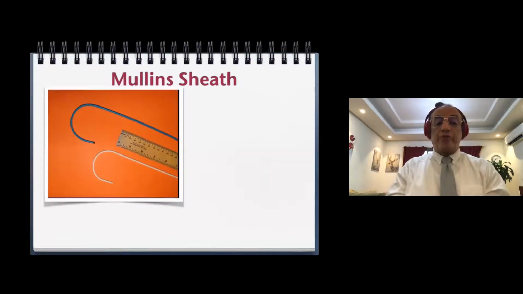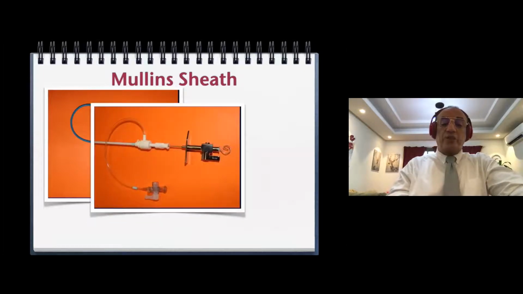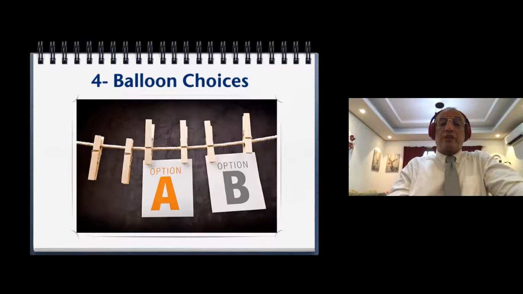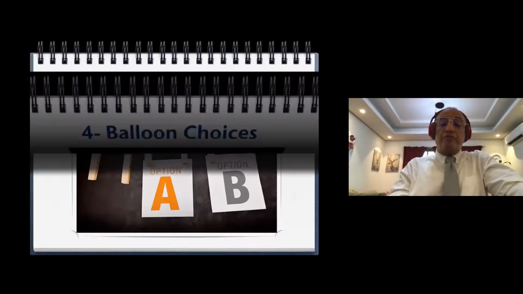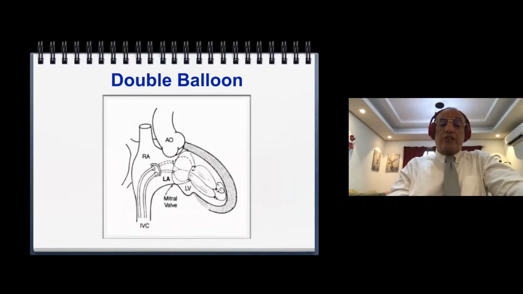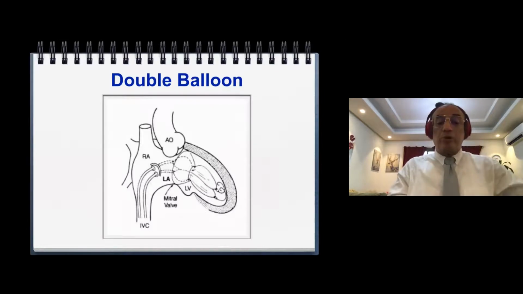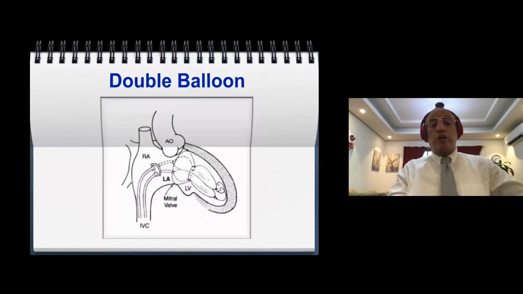So by performing this septostomy, you have to have a Mullins sheath and dilator, and you have to have this Brockenbrough needle to do right septostomy in the fossa ovalis. What are the balloon choices? We have a double balloon technique. There are two types: Mansfield over two wires, so each balloon on one wire, and another one which is a multi-track balloon, one wire carrying two balloons.